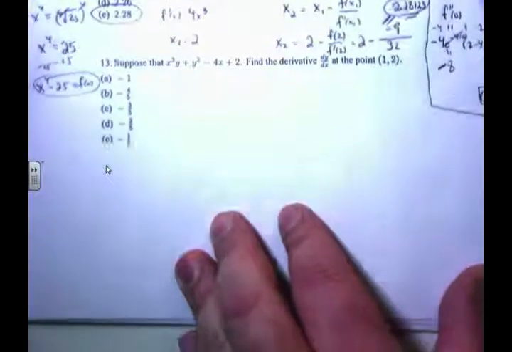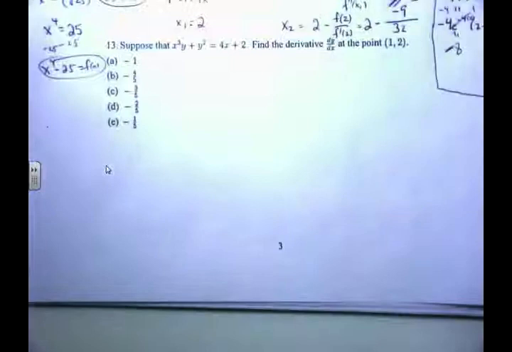And this was another well-worked question, in case you can't remember. Take a look, next guy. Well, it's about time we've done one of these guys. What is it? Suppose we got x cubed times y plus y squared equals 4x plus 2. You with me? Find the derivative dy/dx at the point (1, 2).